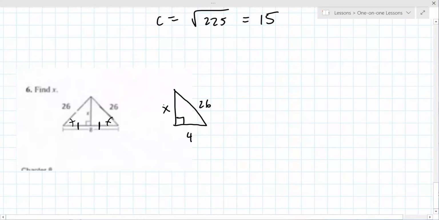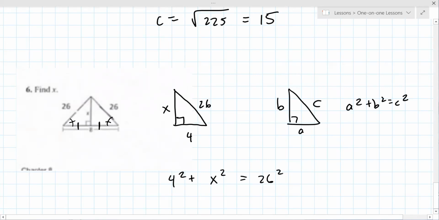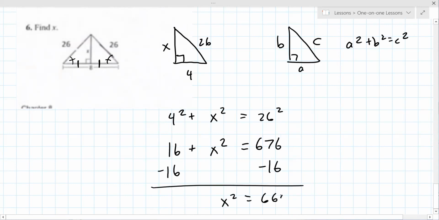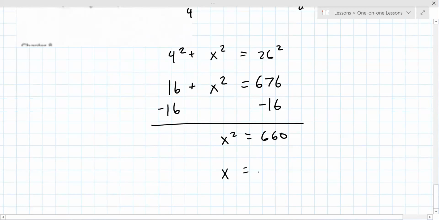All right, so how do you find x? Well, it's the same thing as before. You have a, b, and c. We have the Pythagorean theorem, a squared plus b squared equals c squared, and we're trying to find b. So it's 4 squared plus x squared equals 26 squared. Okay, so we have to square both of these. I do not know 26 squared off the top of my head. It's pretty large. It's more than 25 squared, which is 625. So this is 676. 16 plus x squared. Subtract 16 from both sides. X squared equals 660. If you take the square root of both sides, the square root of 660.